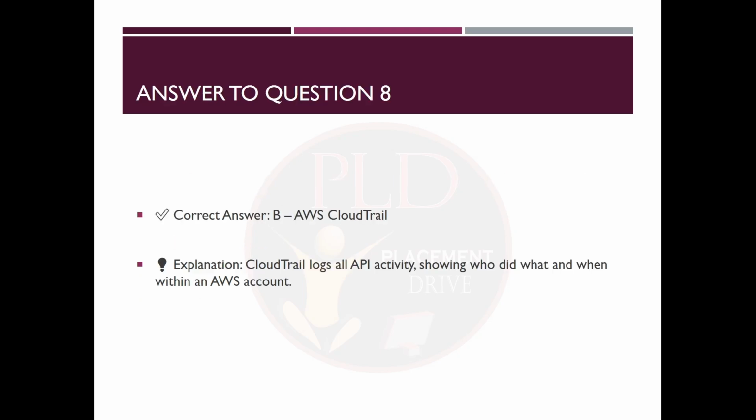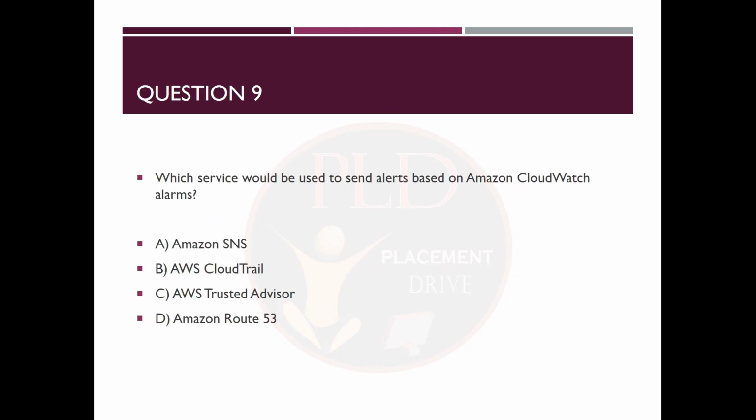So here is the answer for question 8. The correct answer is option B, AWS CloudTrail. Here's the explanation. CloudTrail logs all the API activity, showing who did what and when within an AWS account. Now let's proceed to question 9.